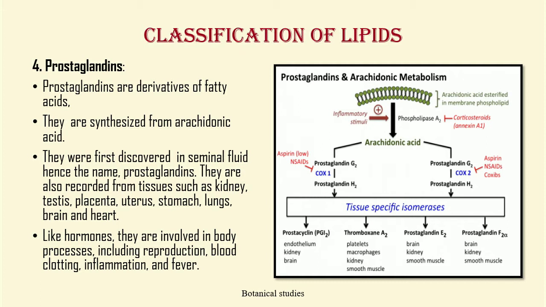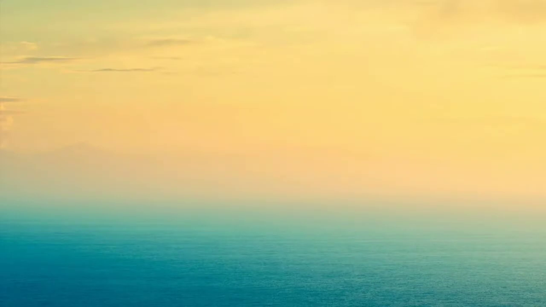Fourth and last group of lipid is the prostaglandins. Prostaglandins are derivatives of fatty acids. They are synthesized from arachidonic acid. They were first discovered in seminal fluid, hence the name prostaglandins. They are also recorded from tissues such as kidneys, testes, placenta, uterus, stomach, lungs, brain, and heart. Like hormones, they are involved in body processes including reproduction, blood clotting, inflammation, and fever.